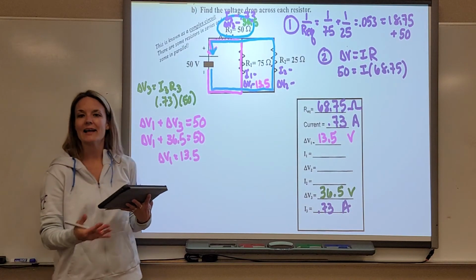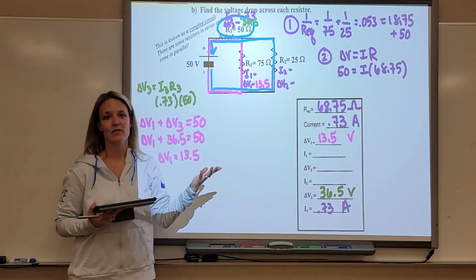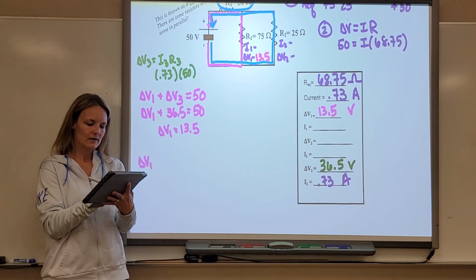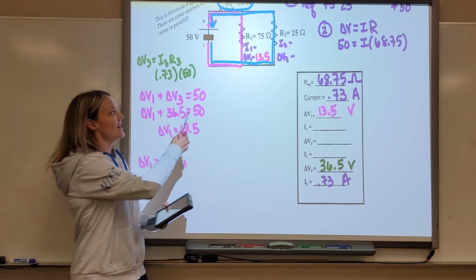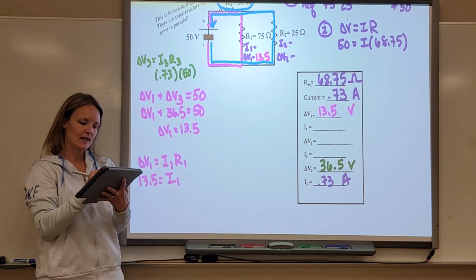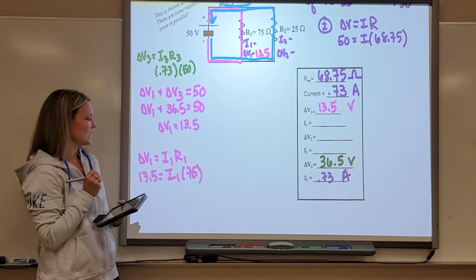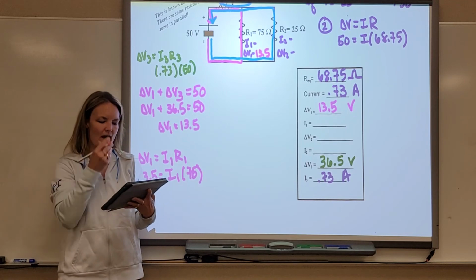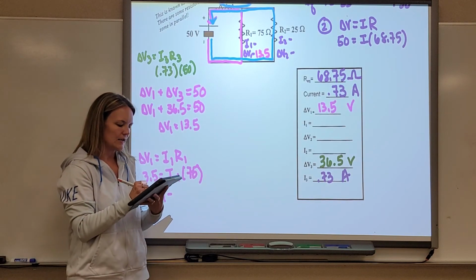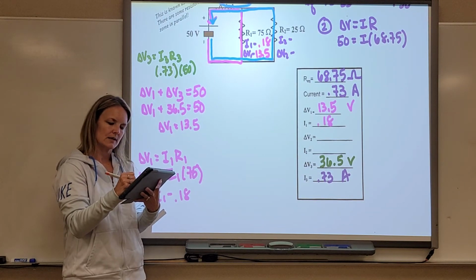From there, still on the pink path, now that I have the voltage and the resistance, I can find the current there. Delta V1 equals I1 times R1. I now know the voltage here is 13.5. I want to solve for the current, and I know the resistance is 75. So if I take the 13.5 and divide it by the 75, I find that the current flowing through resistor 1 is 0.18. So I1 is 0.18.